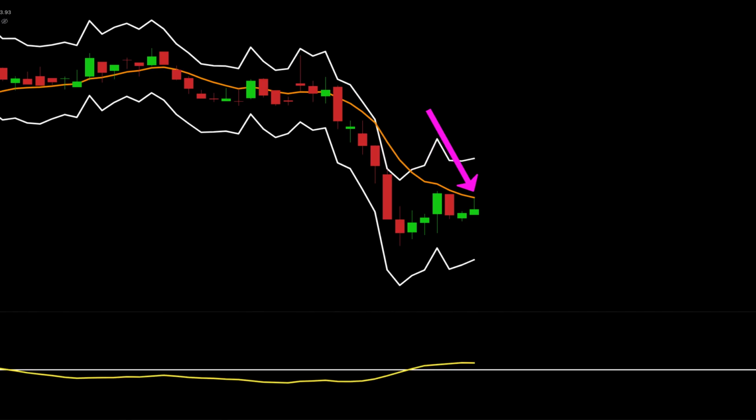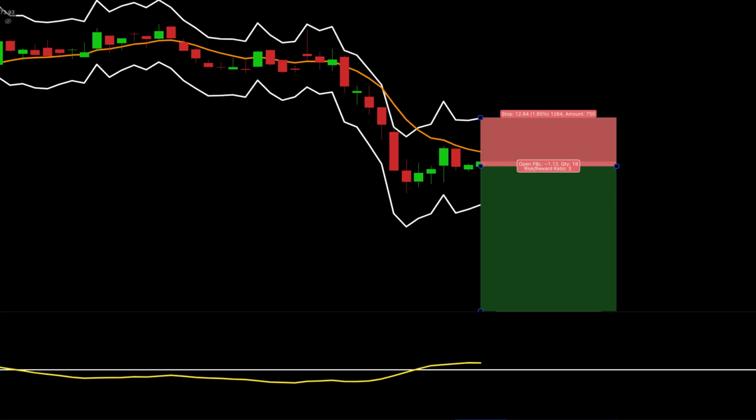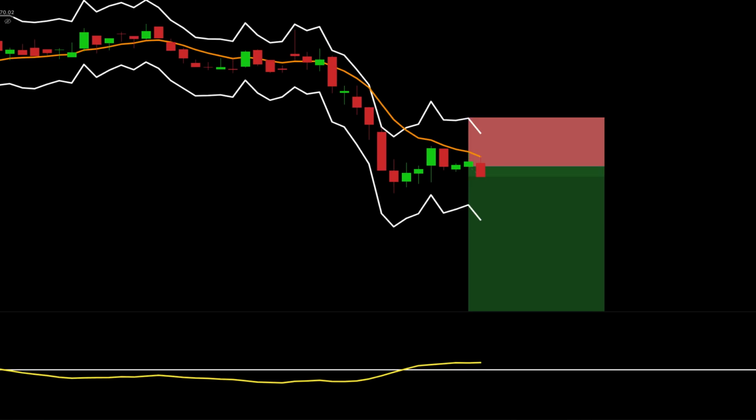Then we can see a retrace back into the orange line. Third, the candle that touches the 20 EMA does not close above it. Finally, a sell stop order is placed below the candle that touched the EMA. The entry is made on this candle and it serves as our trigger.